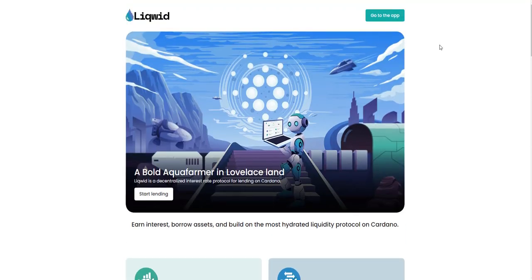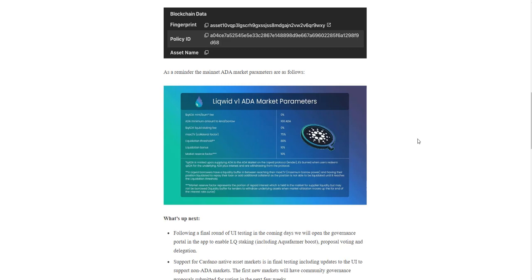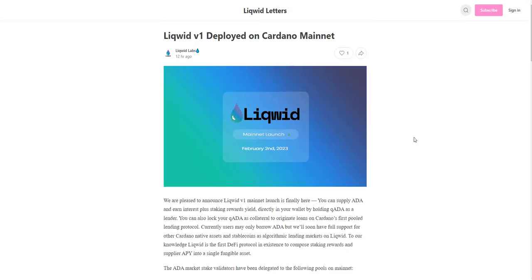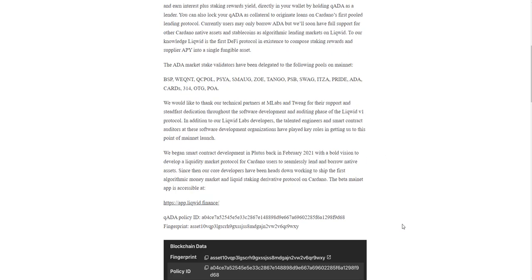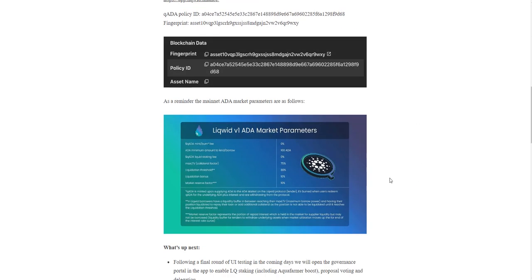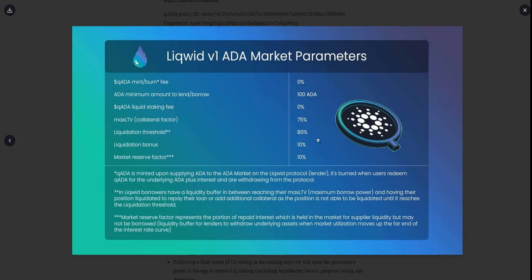The mainnet literally just went live a few hours ago, and this came out 12 hours ago. That's when the mainnet went live, February 2nd, which is today. They talk about it, thanks for your support, and so on. They have 16 different stake pools. So whenever you're getting that staking yield, it comes from one of these 16 stake pools. If we scroll down, these are the different parameters here.